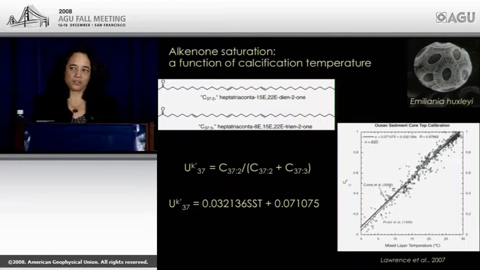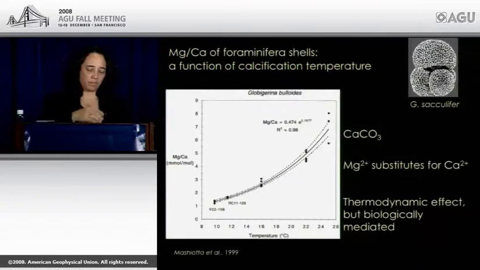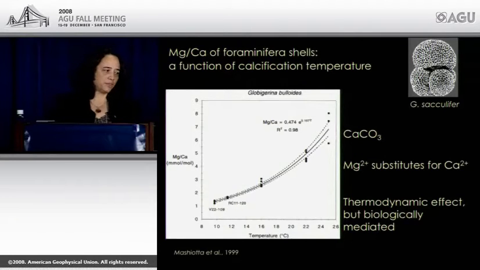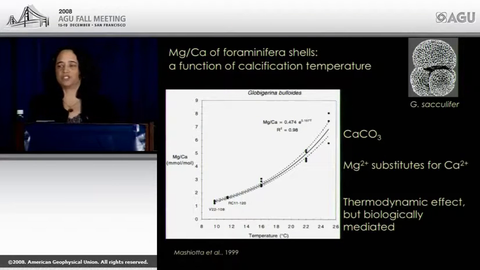These biomarkers are synthesized by a couple of species of coccolithophores. And it turns out that the ratio of the molecule that has two double bonds relative to the total is a function of temperature and is well calibrated. The other paleo temperature proxy I'm going to use is the magnesium-calcium value of foraminiferous shells.